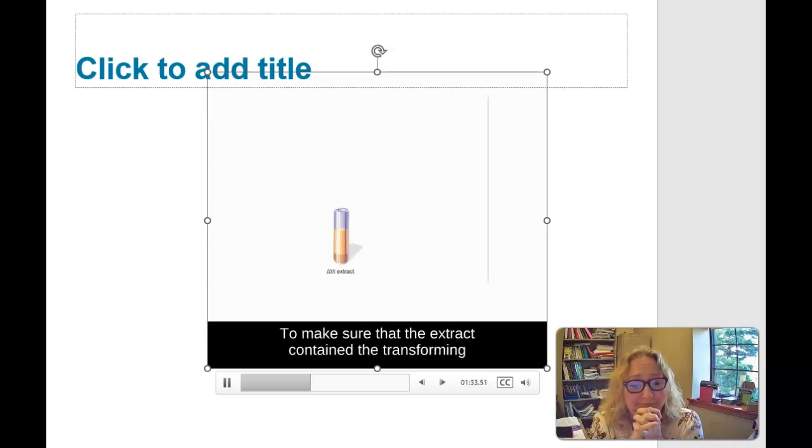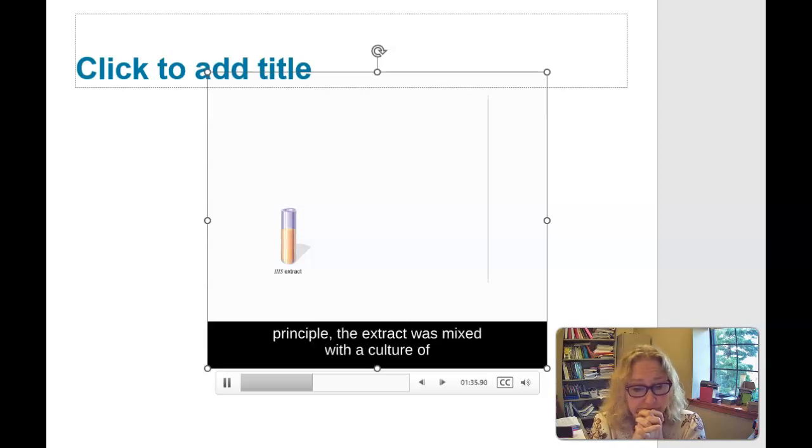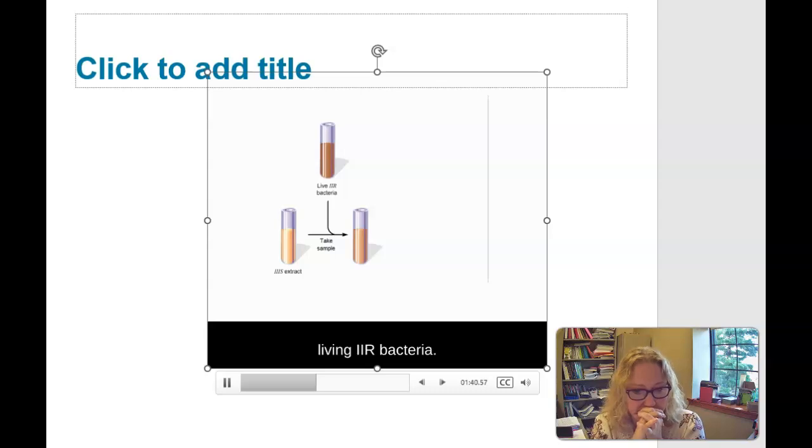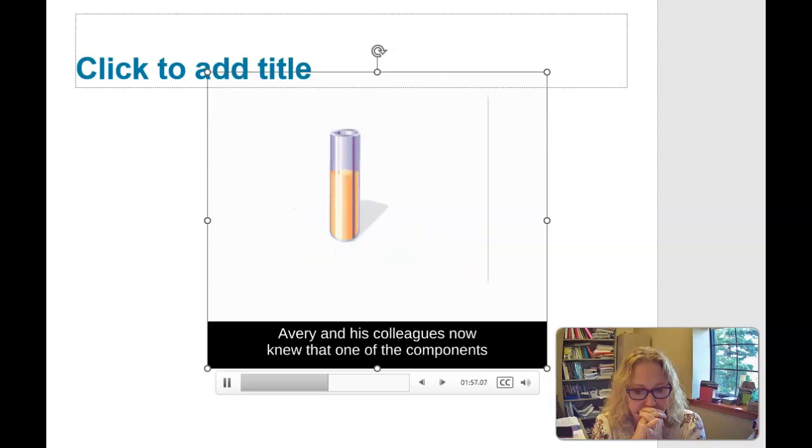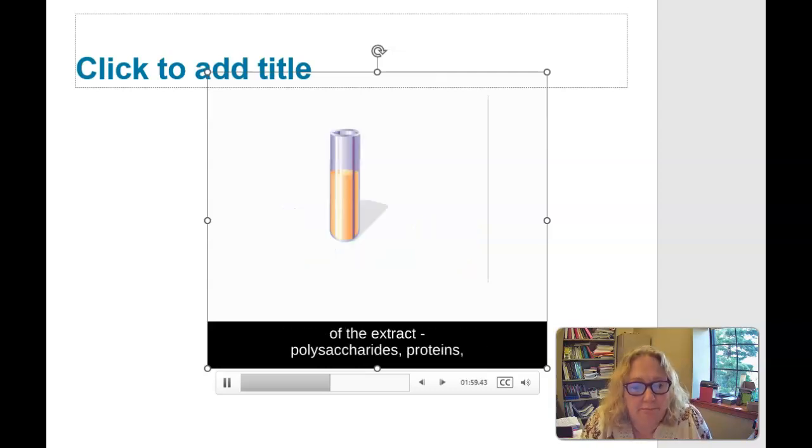To make sure that the extract contained the transforming principle, the extract was mixed with a culture of living 2R bacteria. Then the mixture was incubated and plated on a petri dish. Colonies of 3S bacteria appeared on the plate, while no 2R bacteria were able to grow, indicating that the 2R bacteria had been transformed. Avery and his colleagues now knew that one of the components of the extract, polysaccharides, proteins, DNA, or RNA, was responsible for the transformation.